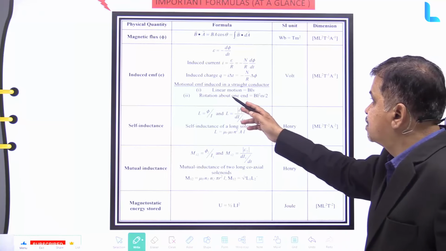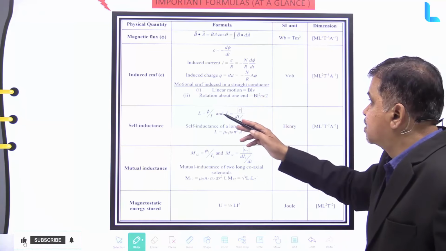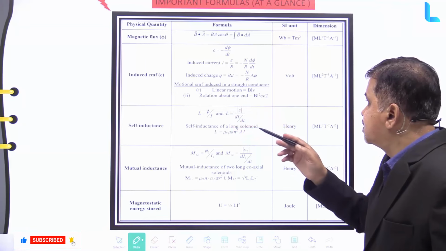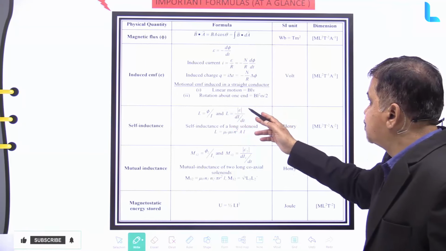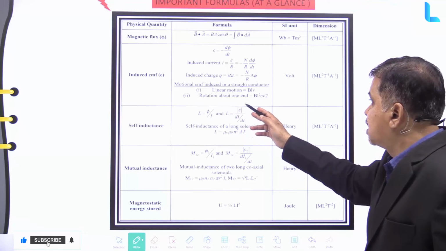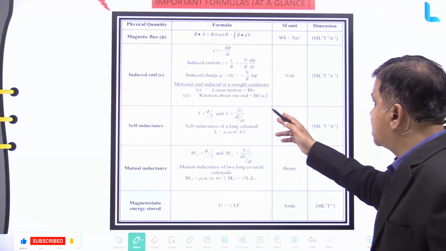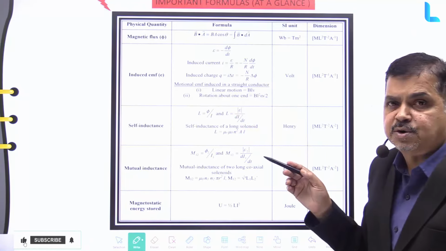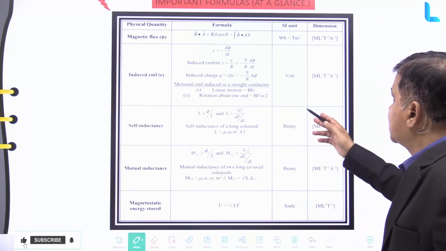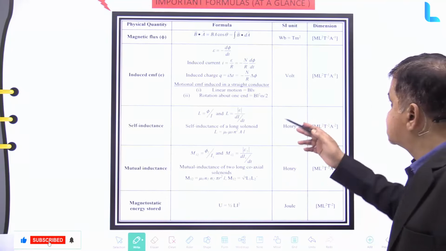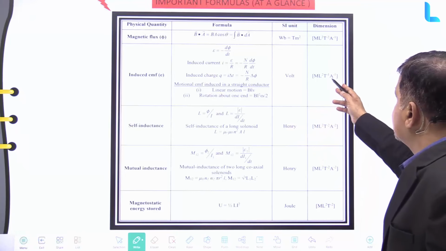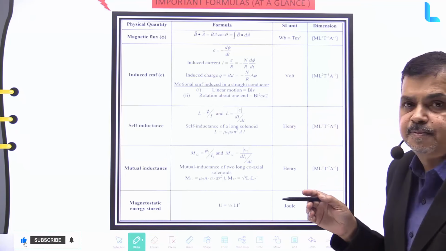The motional EMF induced in a straight conductor for linear motion is given by B into L into V, and for rotation about one end it is given by BL square omega by 2. The SI unit of induced EMF is volt, and its dimensional formula is given in the last column.